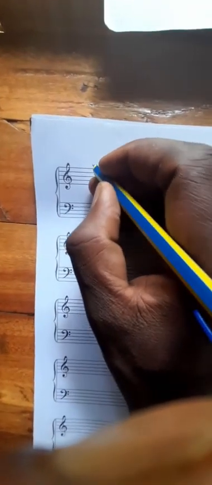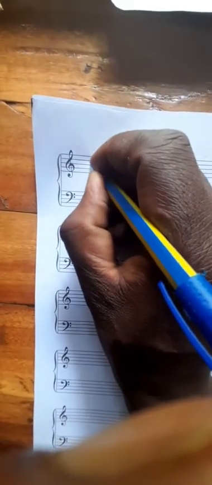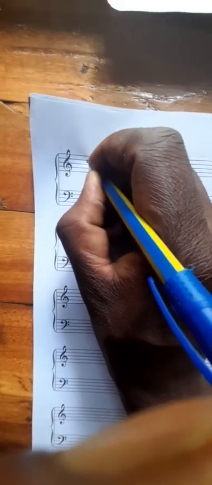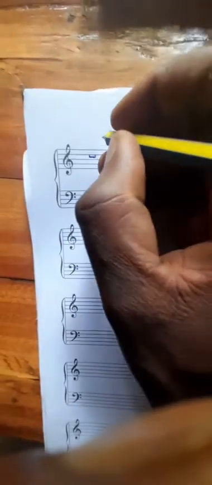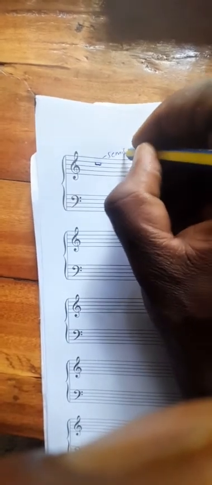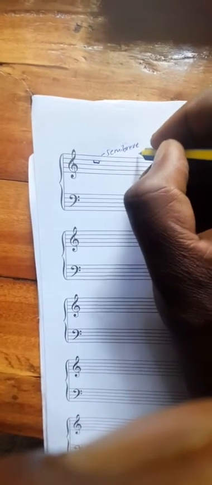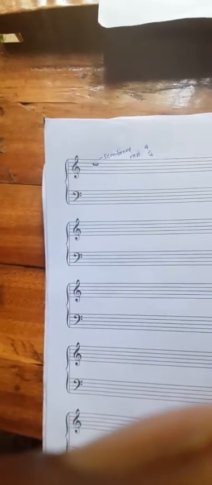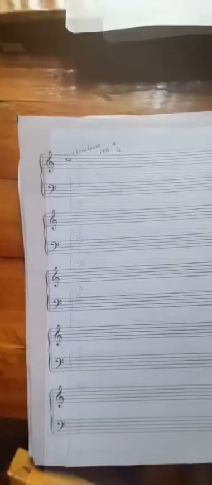So we shall have something like this. We have something like this known as the whole rest, or a semi-breve rest. Just like this one is a semi-breve or whole rest. Just like notes, it has got 4/4 beats. What it means is that you'll have to be quiet for up to 4 beats. You are singing, then you stop.